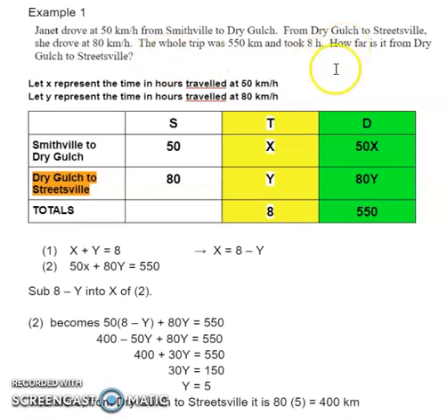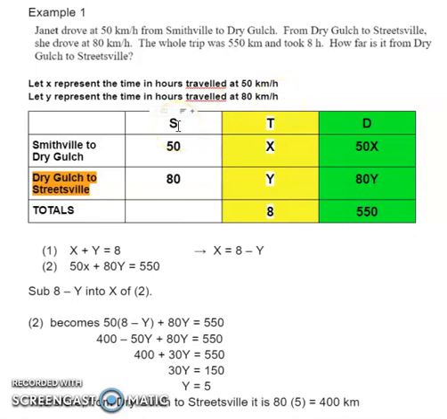For this, we need to do 4 things. Use let statements, create an equation based on our table, and then do solving, and then make a final statement. So let x represent the time in hours traveled at 50 kilometers an hour. Let y represent the time in hours traveled at 80 kilometers an hour.